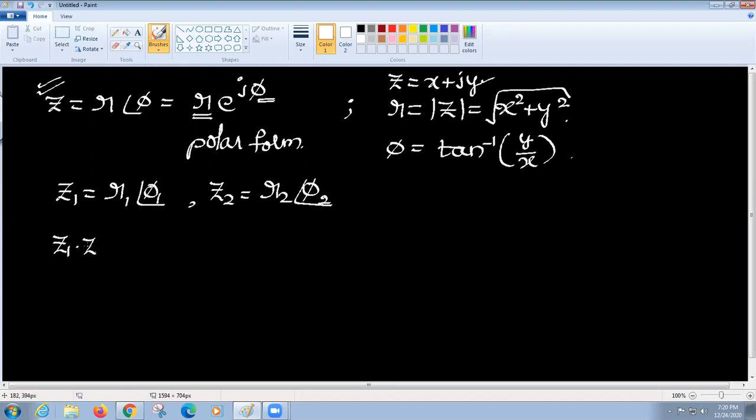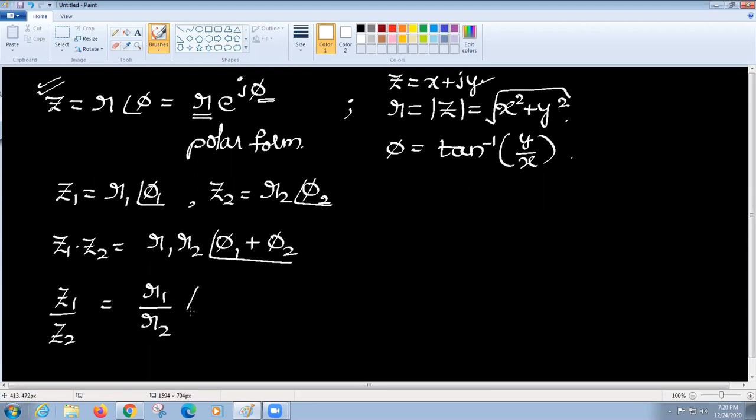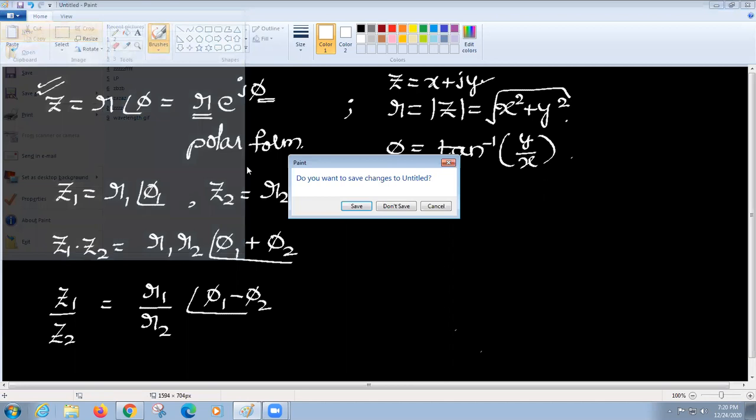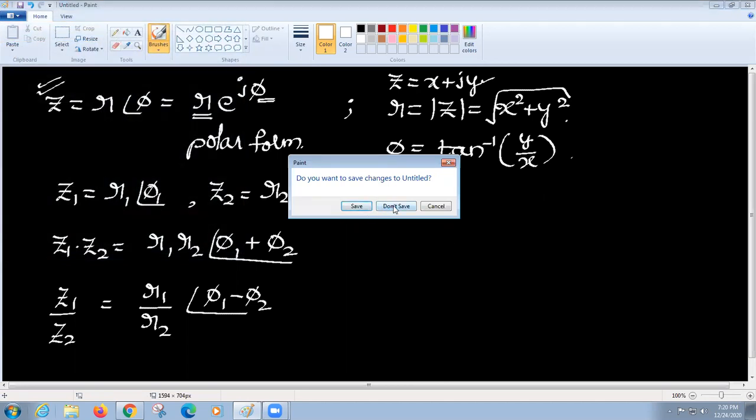As you are well familiar, I can multiply the magnitudes and simply add the phases. And if you go for division, z1 over z2 is simply r1 over r2 with phase phi 1 minus phi 2. Now, as you know very well, a phasor is a complex number, and algebra with complex numbers is really easier than with sinusoids, and therefore we often go with phasors.